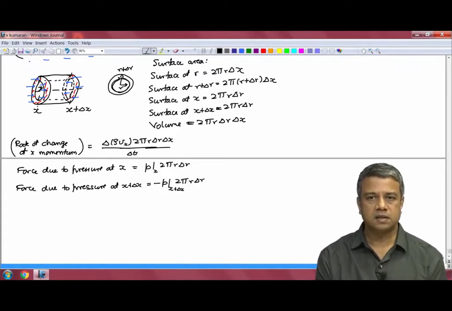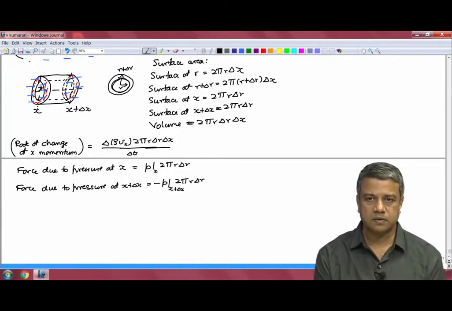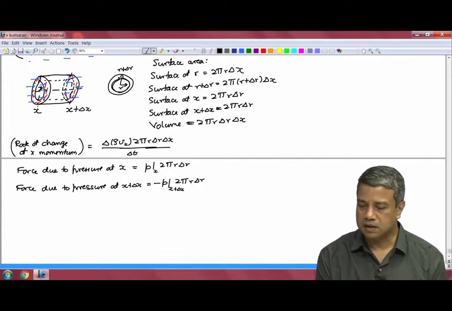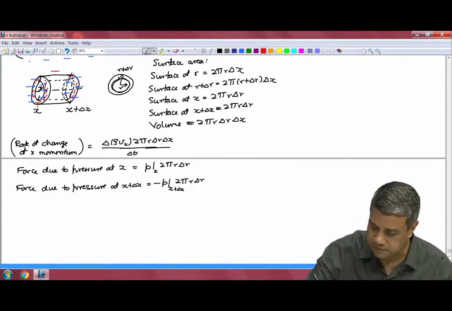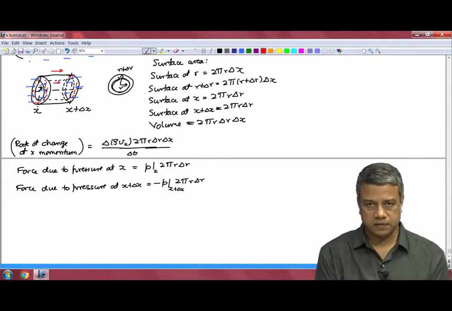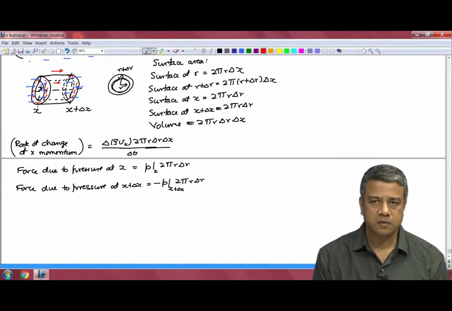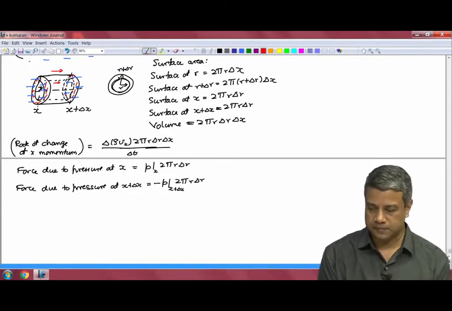In addition, there is momentum transport due to the shear stresses, and these shear stresses act in the direction tangential, that is parallel, to the surface. Therefore, the contribution to the x momentum equation due to the shear stress is on the surfaces at r and r plus delta r.